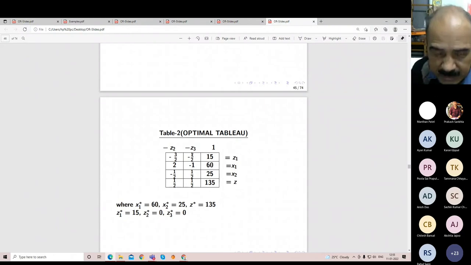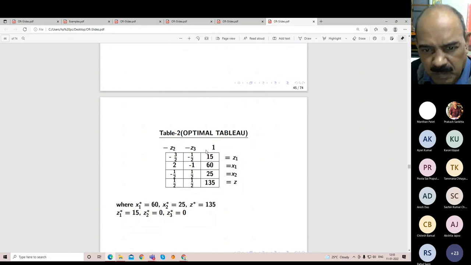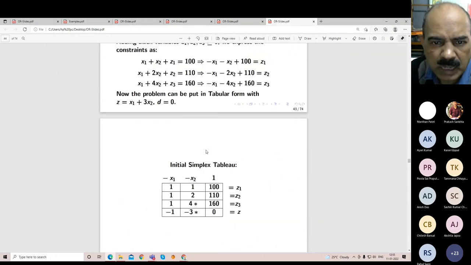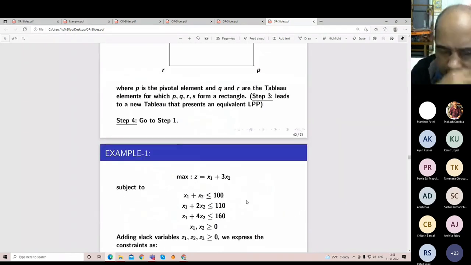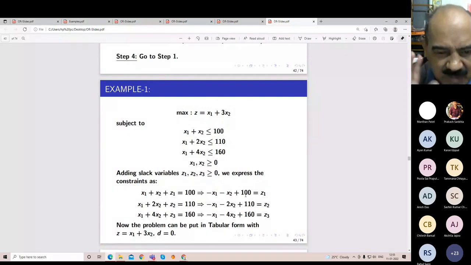Should I repeat? See, specifically, we have discussed a problem where only slack variables are there. Slack variables and actual decision variables. Surplus variables and artificial variables are not there. If surplus variables or artificial variables are there, this method is no longer applicable. I am repeating again.